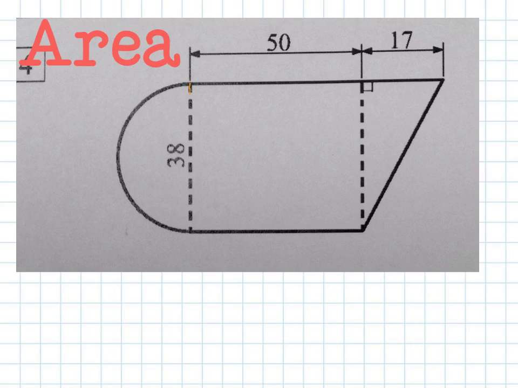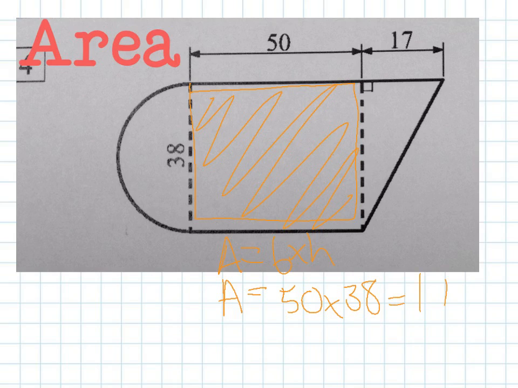I need to find the area of this rectangle right here, and that should be the easiest thing to find. We know the base, remember, area of a rectangle equals base times height, so that's going to be area equals 50 times 38, and I just used my calculator to figure out that was 1,900 units squared.